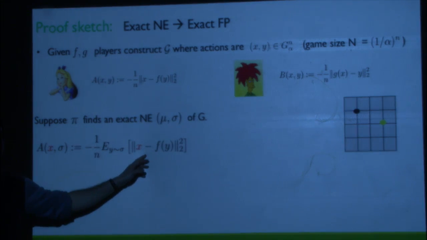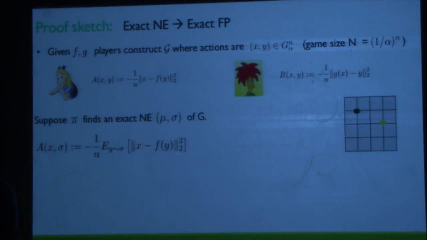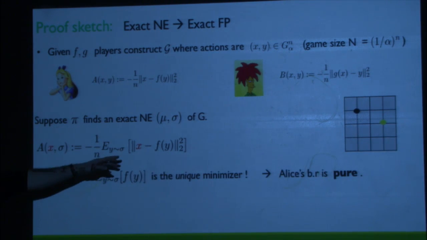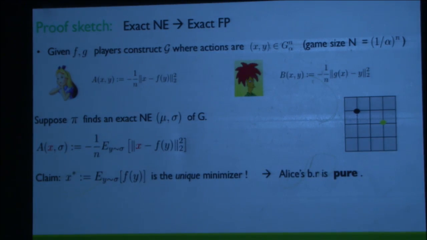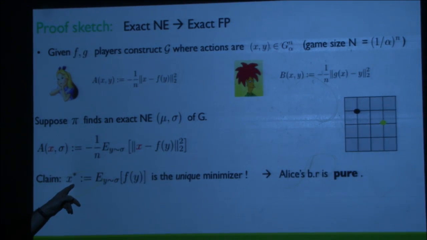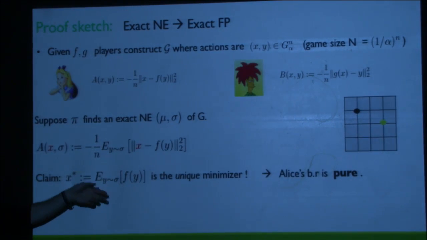It's just the expectation, right? It's the well-known principle that expectation always minimizes the variance. And in fact, this will hold for any convex function. So any convex function is minimized by the expectation. So I claim that Bob's unique best response is to play the expectation of f of y over Bob's strategy sigma.